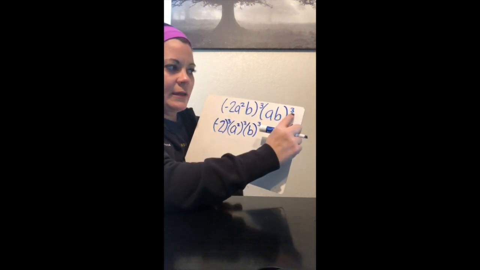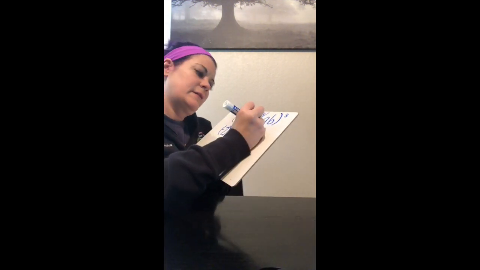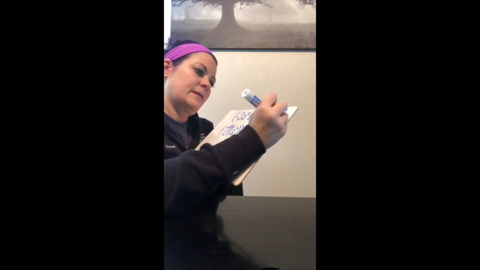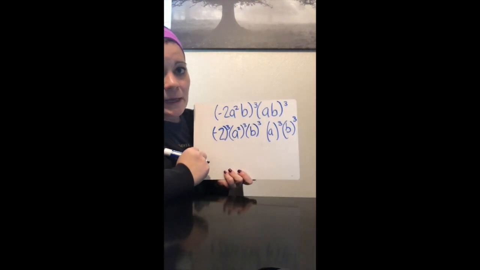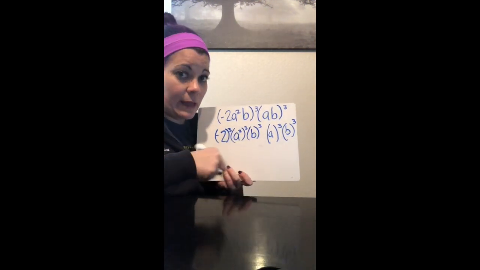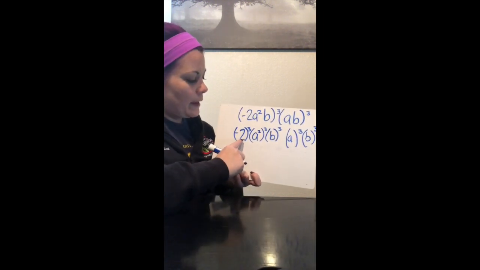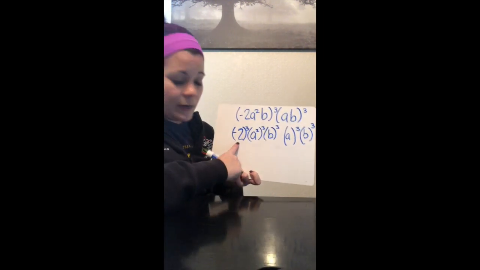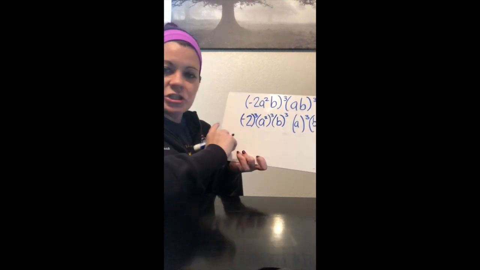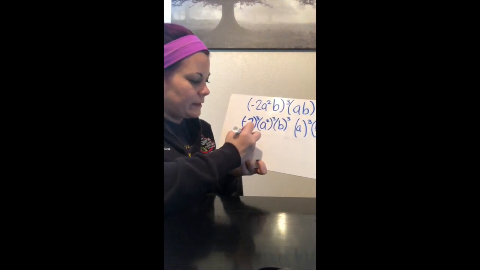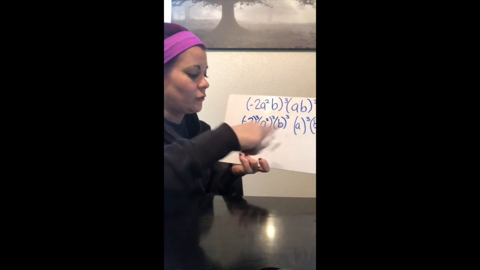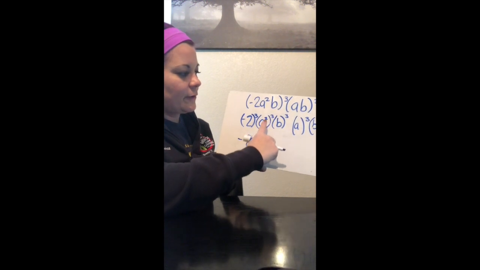Now I'm going to distribute this 3 to everything in the parentheses. We get a to the third power and b to the third power. Now I'm going to apply the rule, a power raised to another power, and multiply those exponents. Well, here I have negative 2 to the first to the third, so it's just negative 2 to the third, and I can just go ahead and simplify that. So that would be negative 8, because negative 2 times negative 2 is 4, and then 4 times negative 2 is negative 8.